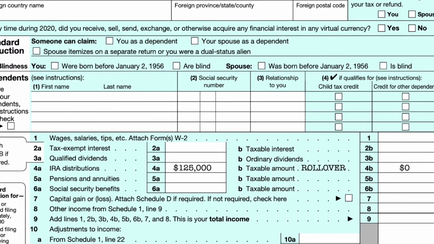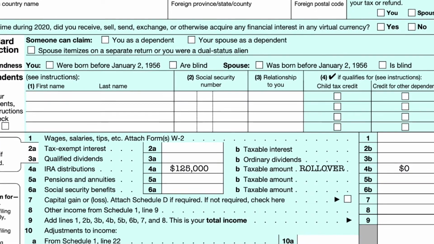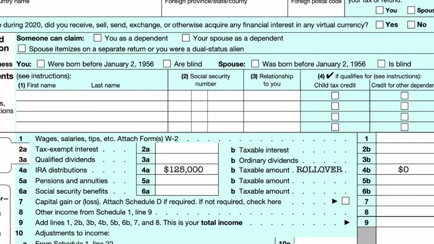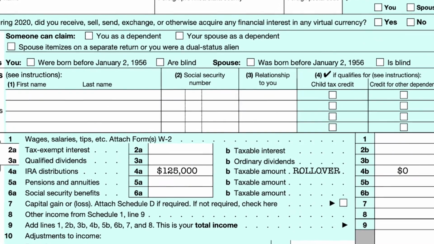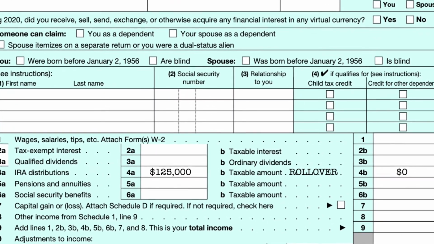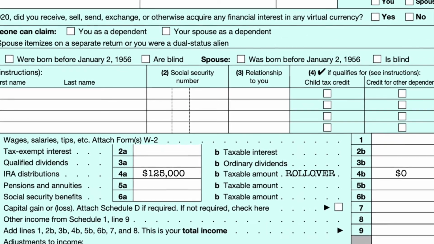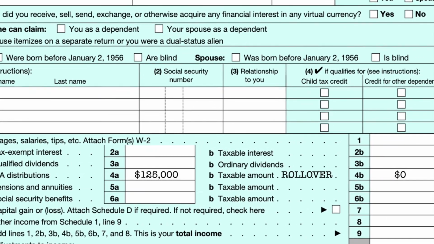Even though these rollovers do not result in additional taxable income, they must still be reported on your tax return, with the full amount of the rollover on line 4A and a taxable amount of 0 on line 4B. Notice the word rollover next to line 4.